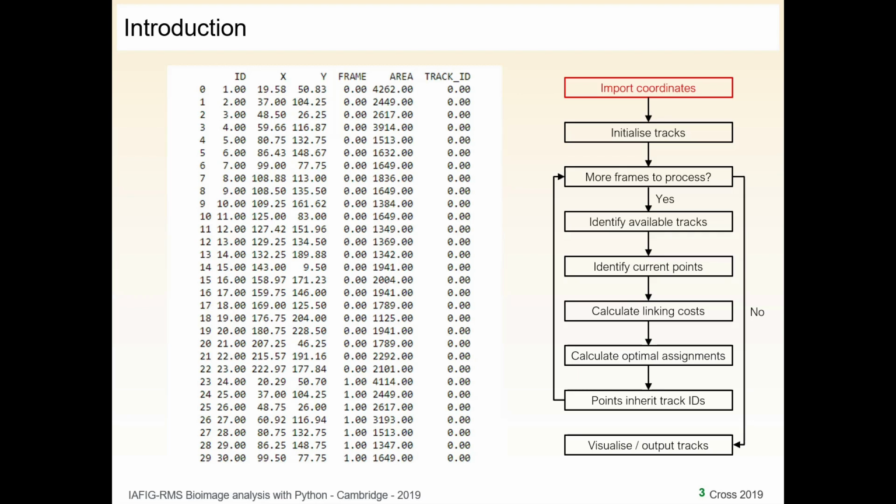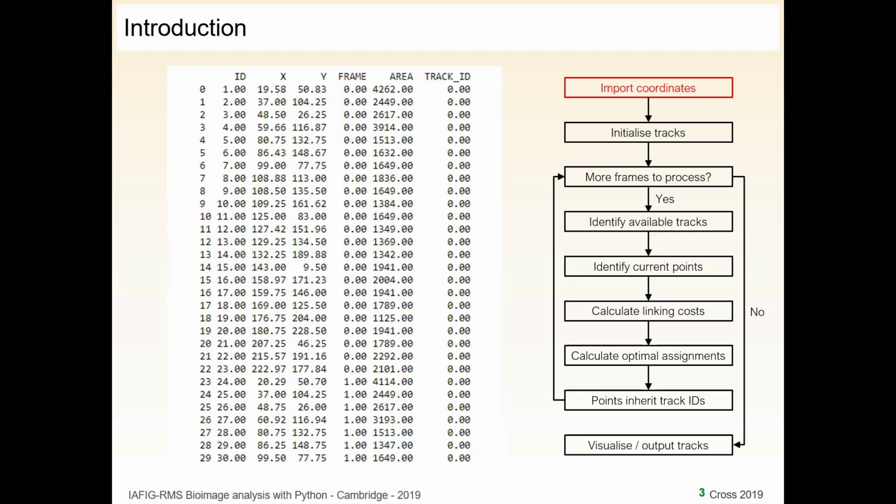The next two columns, X and Y, are simply the centroid coordinates of each cell, and then the frame column is the frame in which that cell instance appeared. Note that the numbering here starts from 0, as is common in a lot of programming languages.